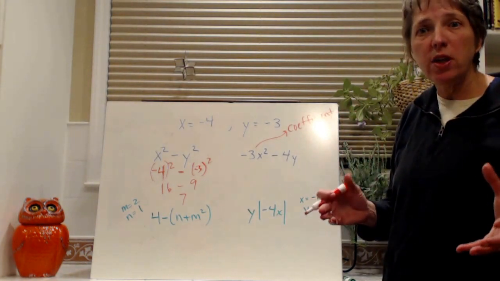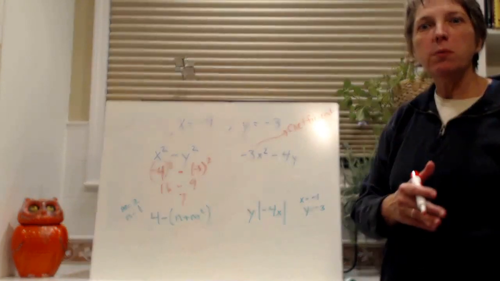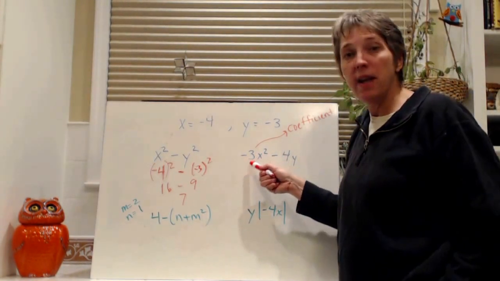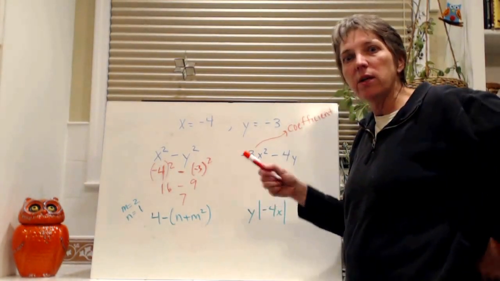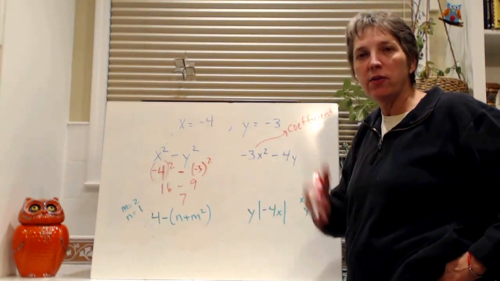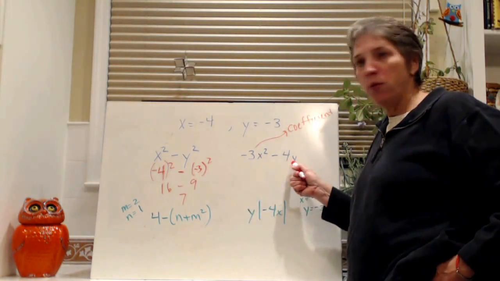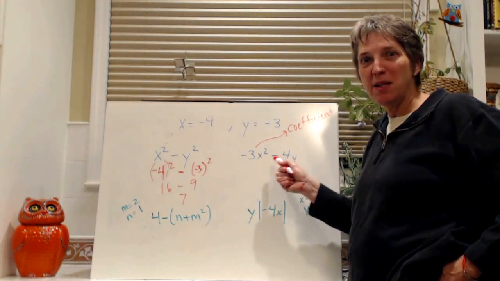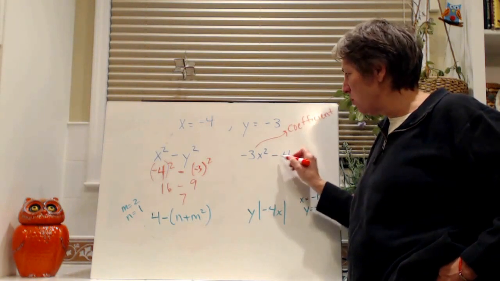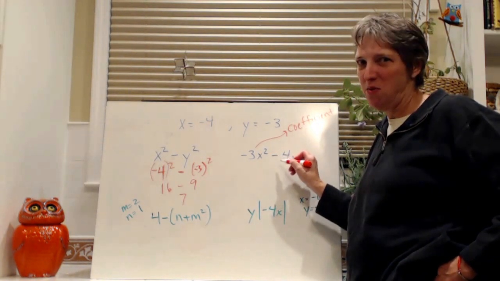C-O-E-F-F-I-C-I-E-N-T. The coefficient is the number that you're multiplying by the variable. Here it's -3. -3 is the coefficient of the term -3x squared. What's the coefficient of 4y? It's -4y. Remember, this has a dual role, so the coefficient is -4 here.